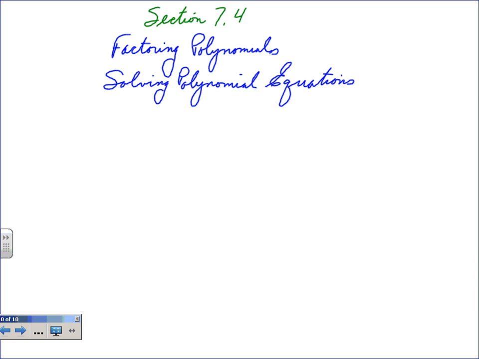So let's take a polynomial. 28x minus 5x squared minus 3x cubed equals 0. And let's find the zeros. And the first block of problems that we're going to be doing has to do with factoring. So we're going to factor that.